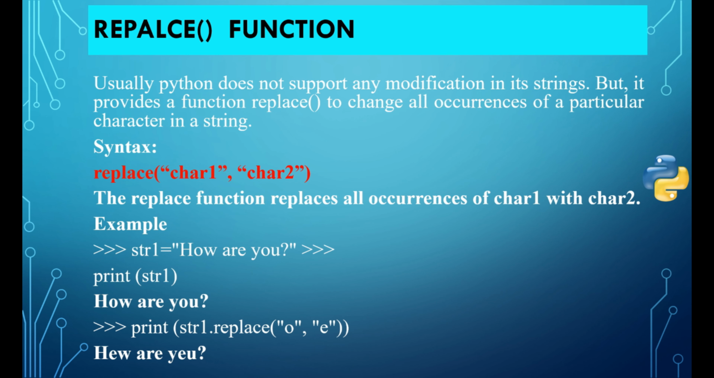Next, the replace function. Usually Python does not support any modification in its strings, but it provides a function replace to change all occurrences of a particular character in a string. Syntax: replace within double quotes character 1 comma character 2. The replace function replaces all occurrences of character 1 with character 2. Example: str1 equal to "how are you", print str1, "how are you". Print str1.replace within double quotes "o" comma "e".